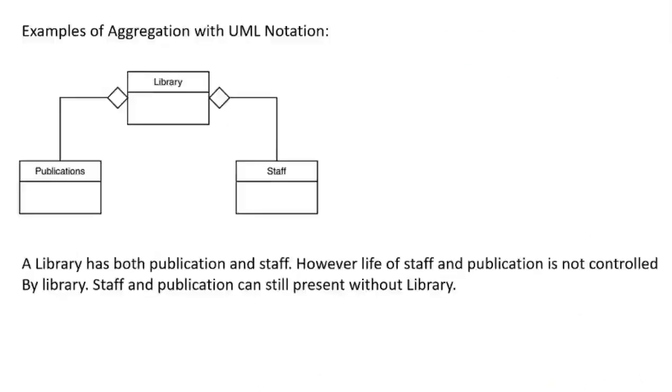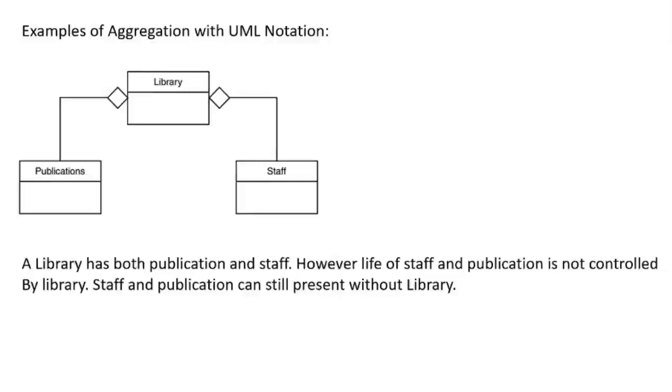Let us take one more example of aggregation with UML. This is an example of a library. A library consists of publications and staff. But both publications and staff are not created when a library is created. They are added later on as time passes. Also, the publications as well as staff can still have their life even when the library does not exist. Staff may get added to some other department. A publication may become part of some other library.